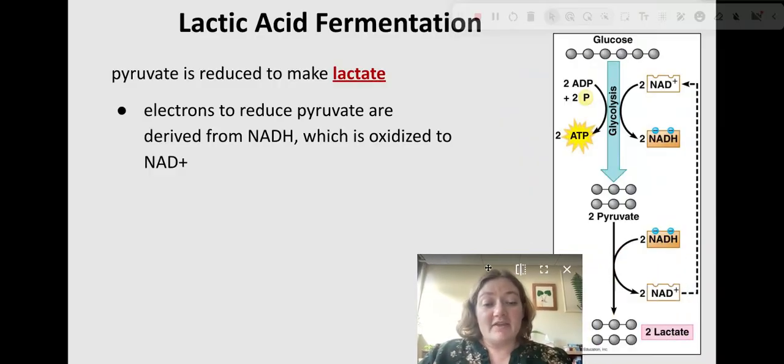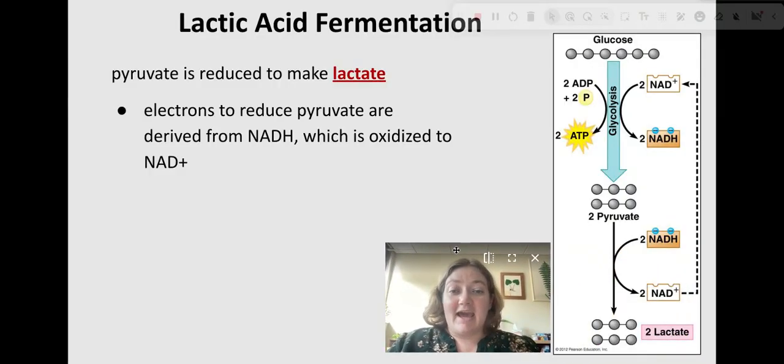So one way that this can happen is through lactic acid fermentation. We're going to talk about two types of fermentations. The first is lactic acid fermentation. This is where pyruvate is going to be reduced to make lactate, lactate being the end product here. And in the process, we're going to turn NADH back into NAD+.